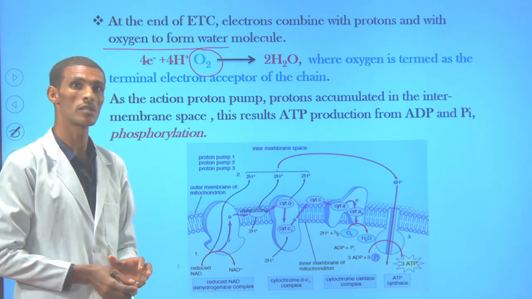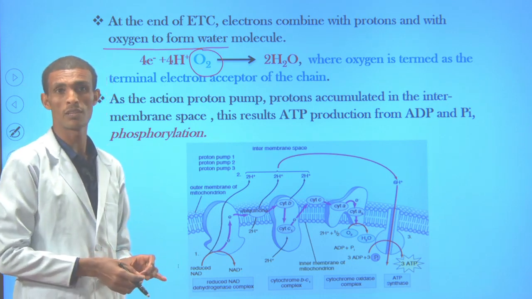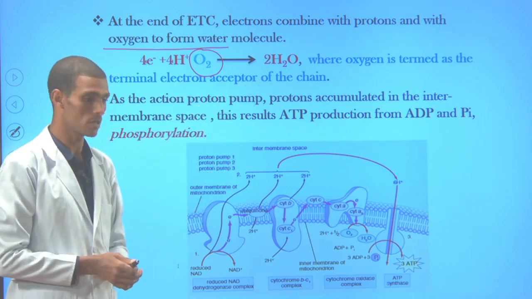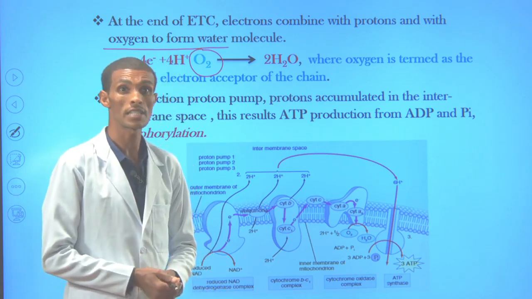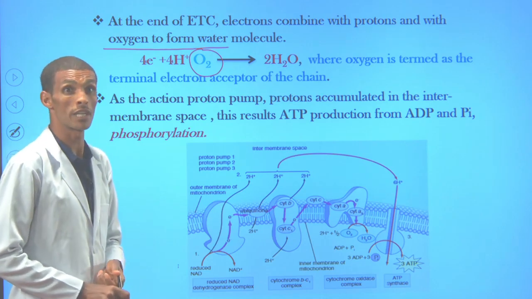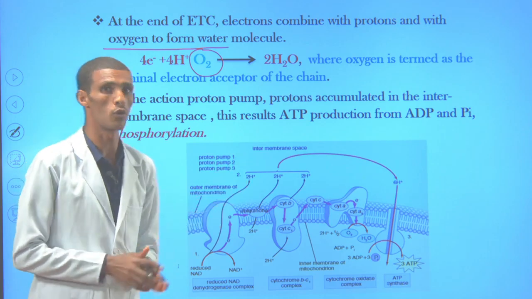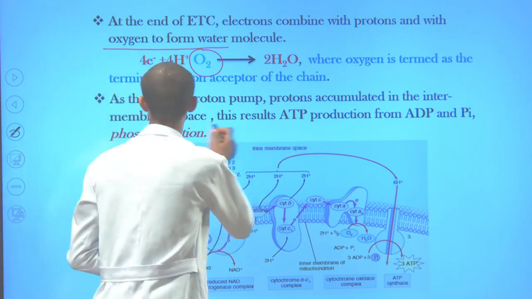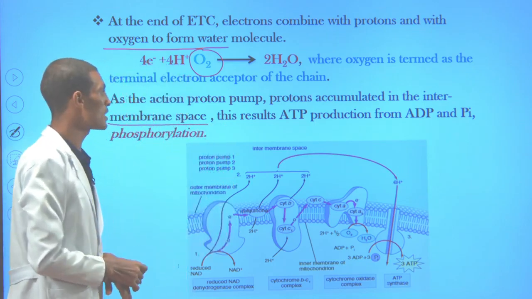Respiration ends with carbon dioxide plus water, where water is produced in this process. It is considered the final electron acceptor, the terminal electron acceptor of the electron transport chain system. So here, as the action of the proton pump, protons are going to accumulate where? In the mitochondrial inner membrane space, where ATP synthase is found.